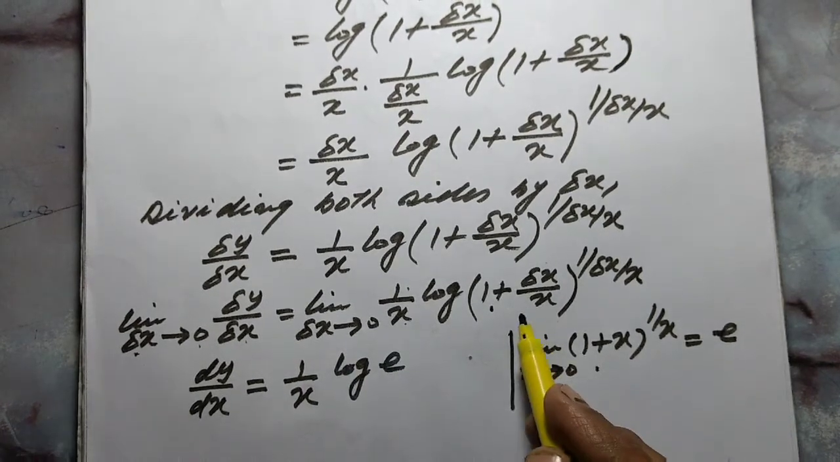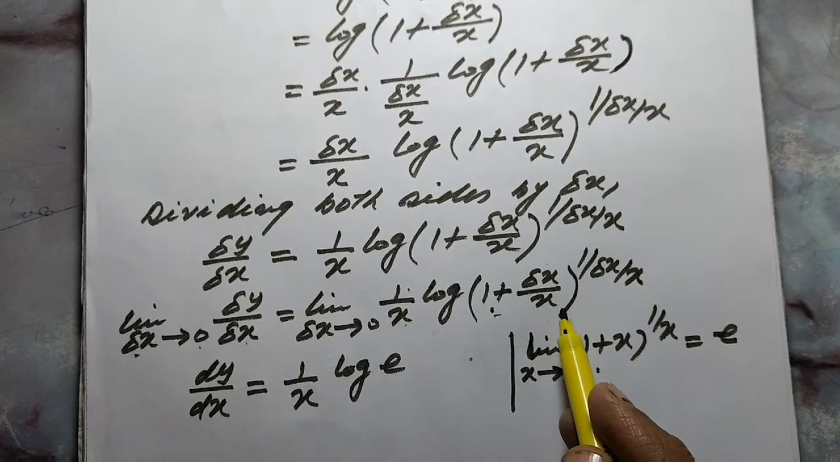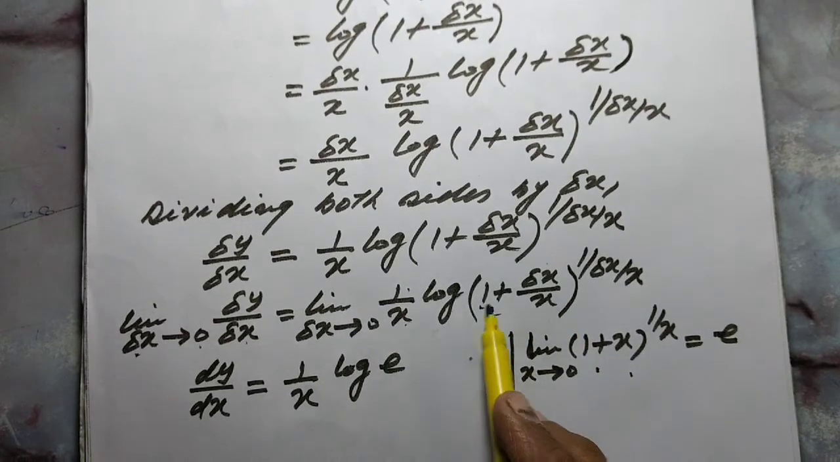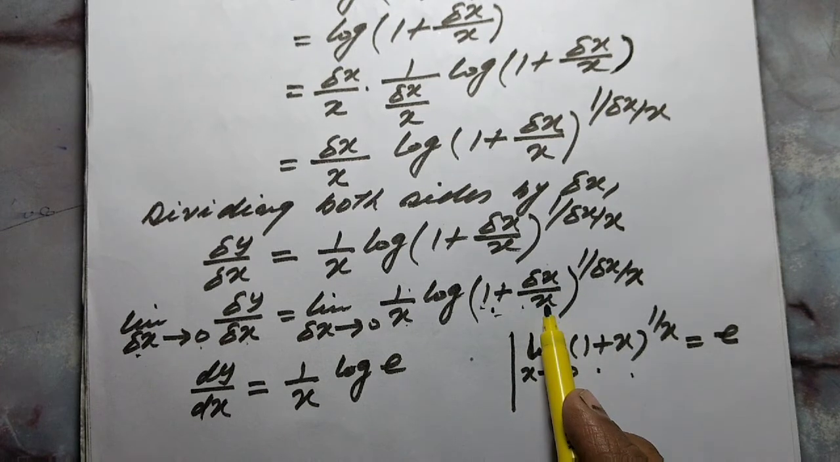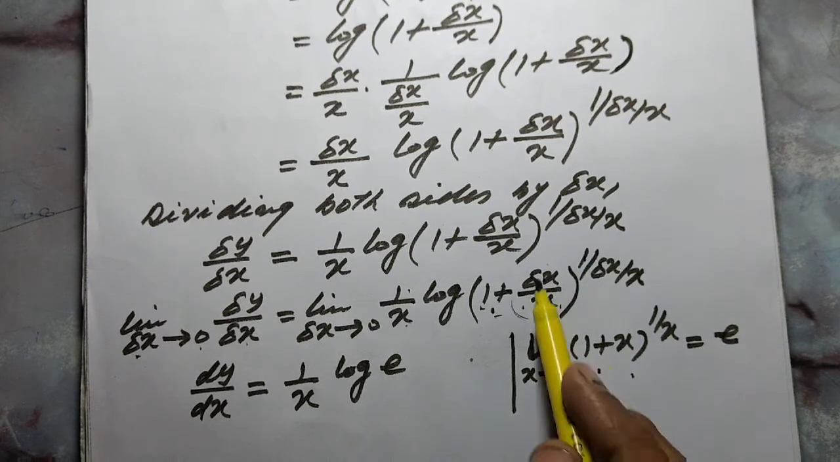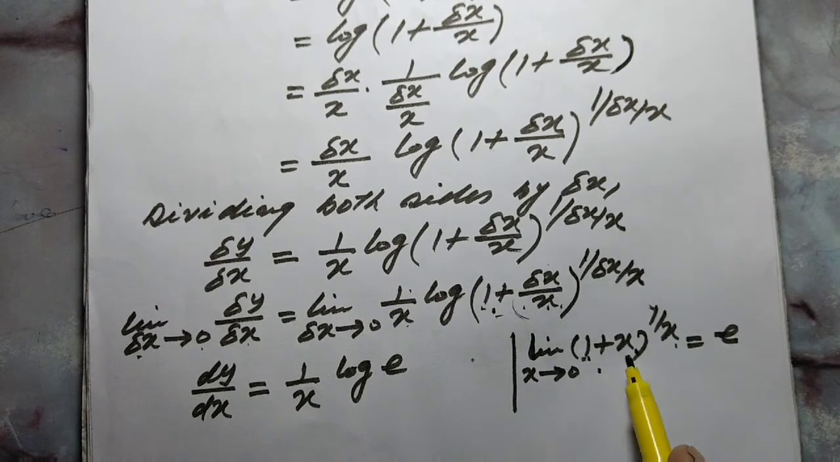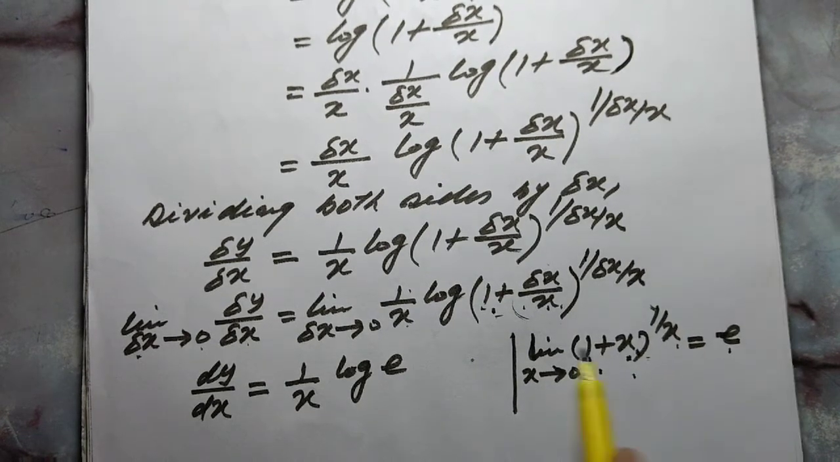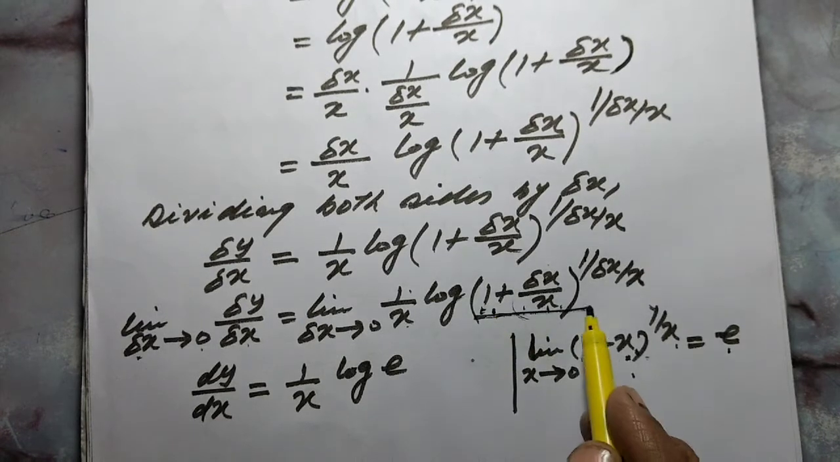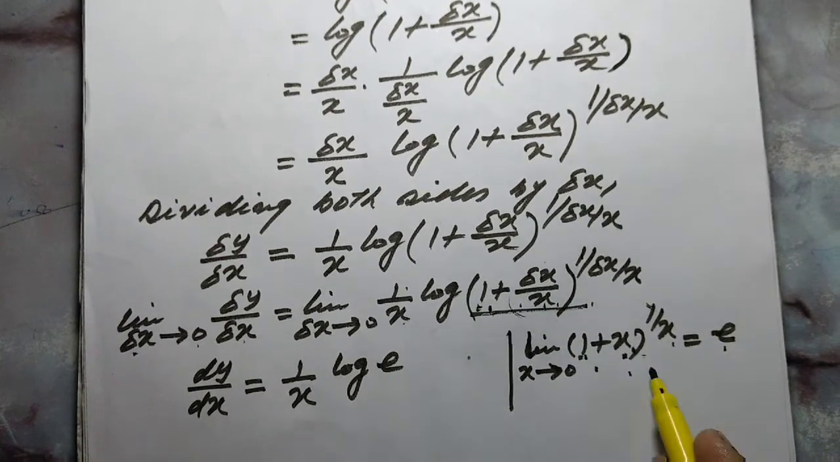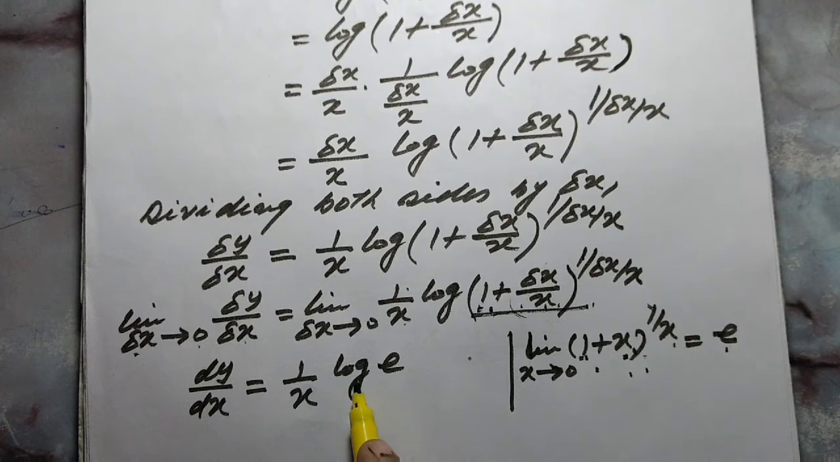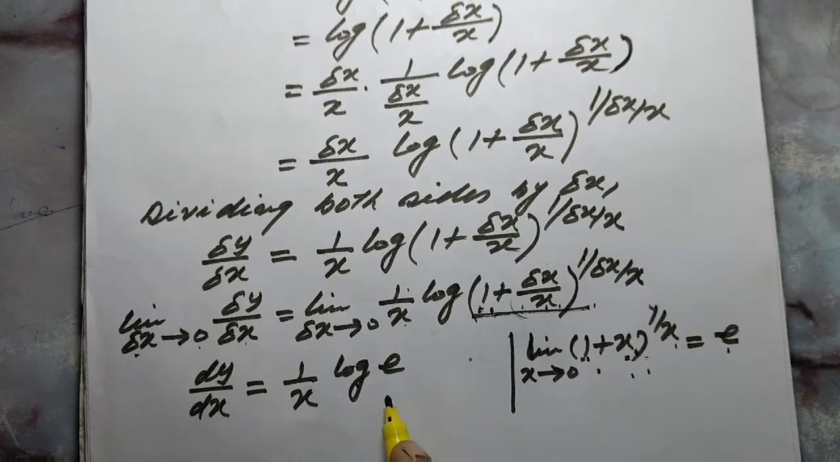e, because this expression has the same framework as this one, 1 plus delta x upon x raised to the power the reciprocal of this, here the same 1 plus x and raised to the power reciprocal of this, and that is equal to e by standard limit. So this expression becomes e by using this limit. So we have log e, and obviously log e is equal to 1.